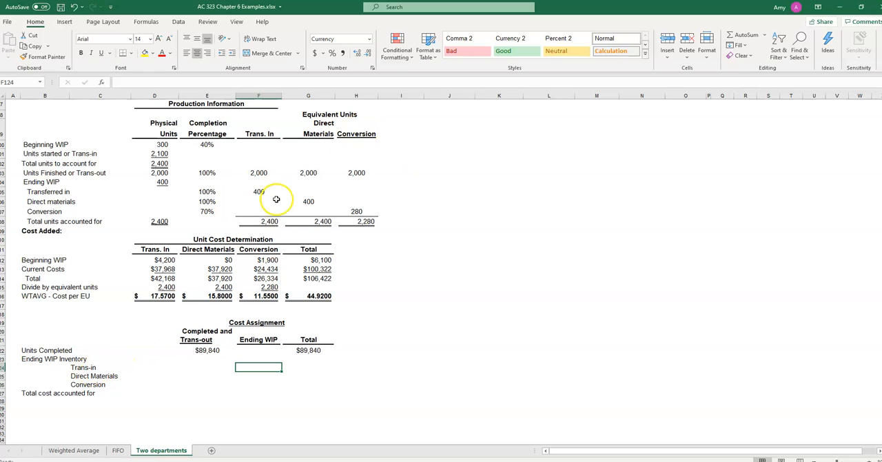So our ending work in process, we have 400 in transferred in times $17.57 for transferred in costs. For direct materials, we have 400 in direct materials times $15.80 for direct materials. And for conversion, we have 280 times $11.55 for conversion.